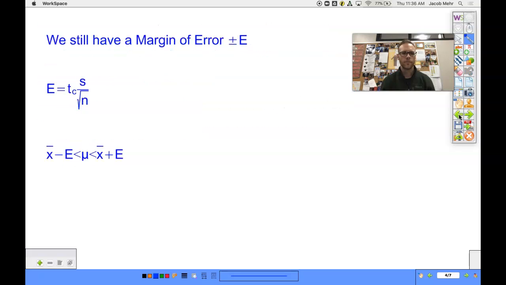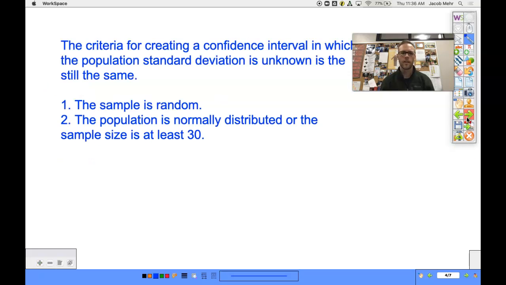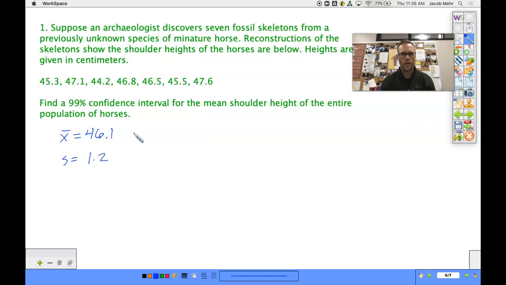What else do we need? Well, to calculate our error, we need our t-score and n. And to get to our t-score, we need to know n, which is 7, and we need to know our degrees of freedom. And if our sample size is 7, our degrees of freedom is 6. Now we're doing a 99% confidence interval. Okay. So we need to look up a t-score for 99%.